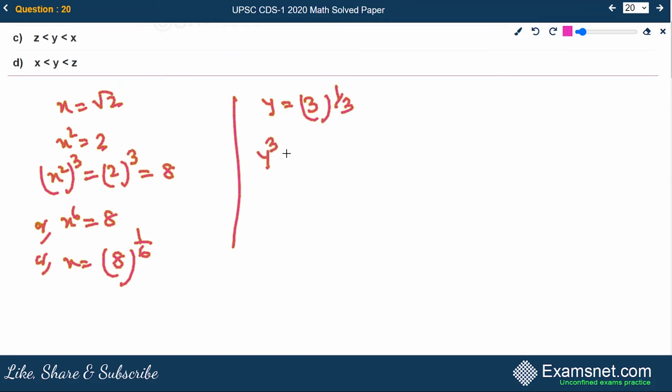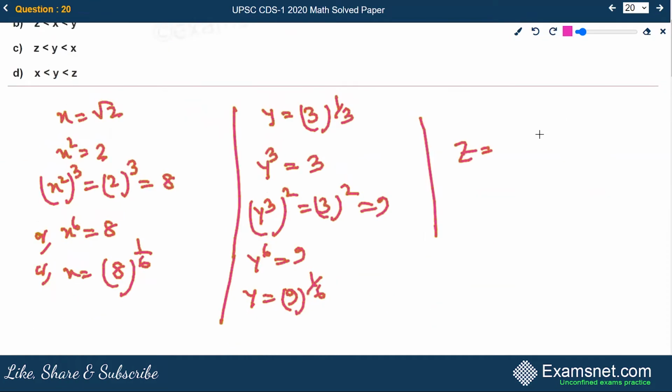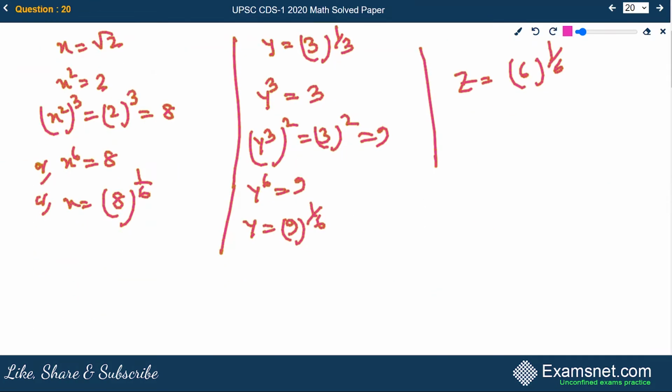Now cubing both the sides, y cube becomes 3. Now again taking square on both the sides of y cube and 3, it becomes y to the power 6 equals 9. So y equals 9 to the power 1 by 6. Already z is given, z equals 6 to the power 1 by 6. So here both the exponents are equal, correct? All the exponents are equal.